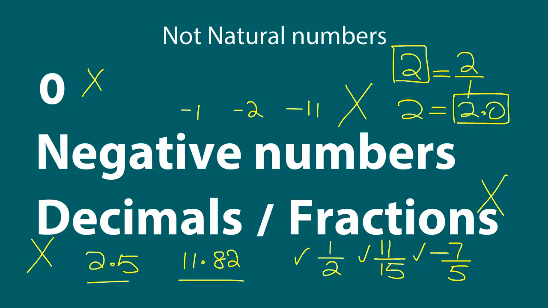So 0 is not a natural number, negative numbers are not natural numbers, and decimals and fractions are not natural numbers.